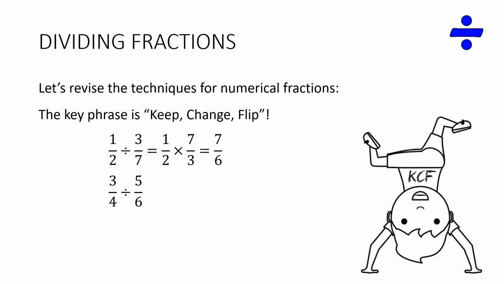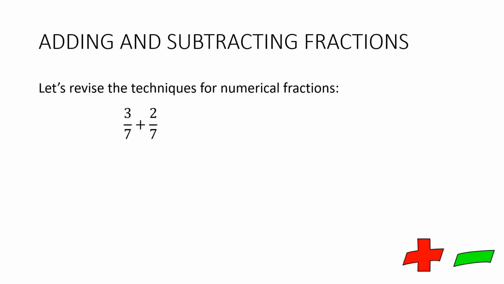Let's try one more. 3/4 divided by 5/6. Keep the first one the same, change the sign to a times, flip the second one. 3/4 times 6 on 5. Now what can you see there? I can see a common factor of 2. So I'm going to say 2 into 4 goes twice, and 2 into 6 goes 3 times. Across the top, 3 times 3 is 9. Across the bottom, 2 times 5 is 10. There's our answer, 9/10.